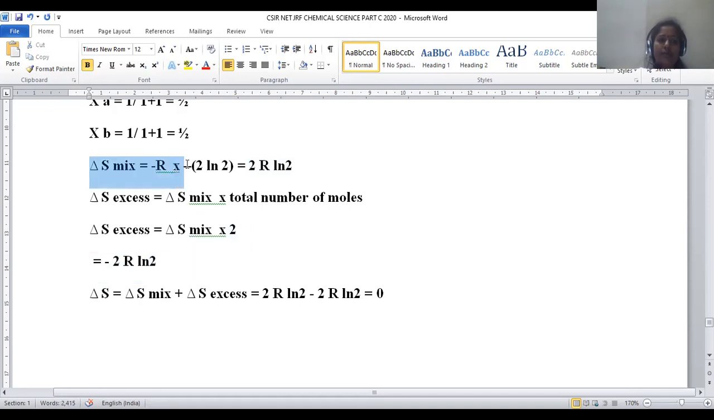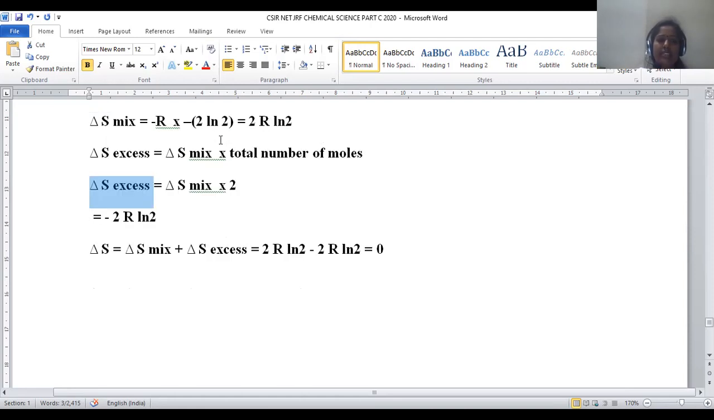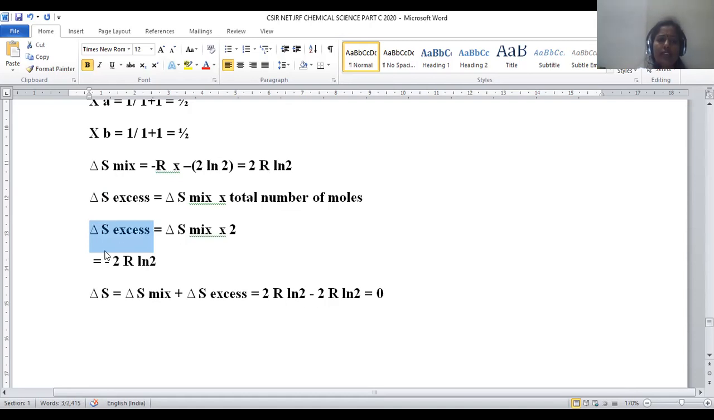Now we know delta S mixing and delta S excess; both values are known to us. Let us substitute in this formula. Delta S total is equal to delta S mixing plus delta S excess, nothing but 2R ln 2 minus 2R ln 2. Both terms are exactly the same, only the sign differs: here it is plus R ln 2, here it is minus R ln 2. That's why both terms are exactly cancelled.